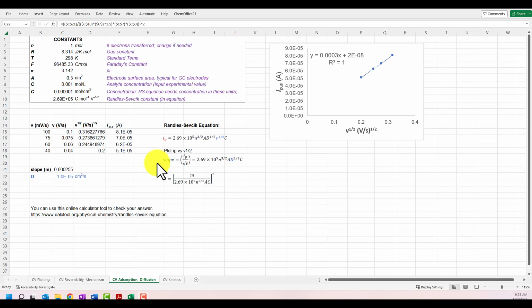So that's how you would use the Randles-Sevcik equation and scan rate dependent cyclic voltammetry to evaluate first whether or not the molecule is freely diffusing. If the answer is yes, it's freely diffusing, then you can proceed to use the equation and you get the diffusion coefficient.